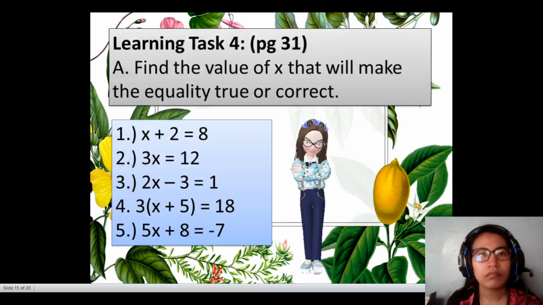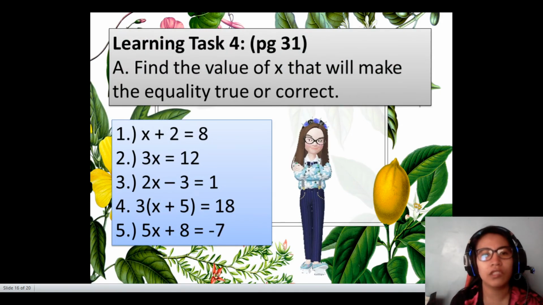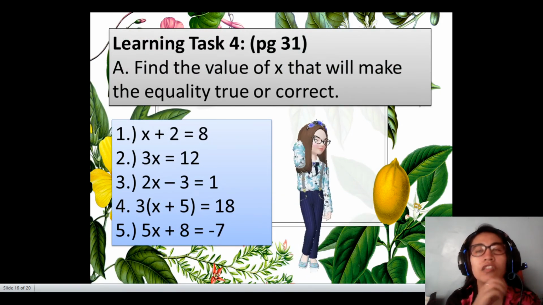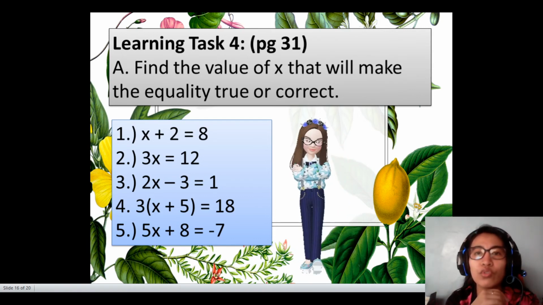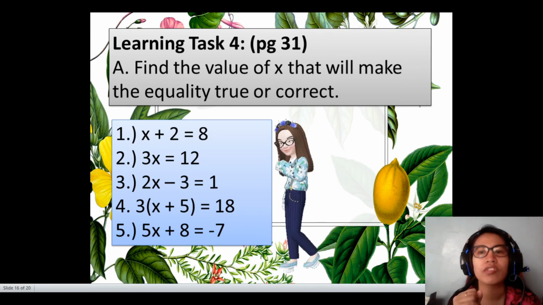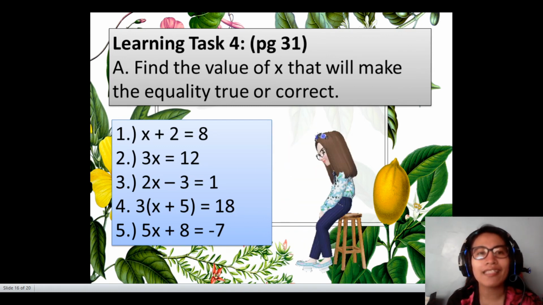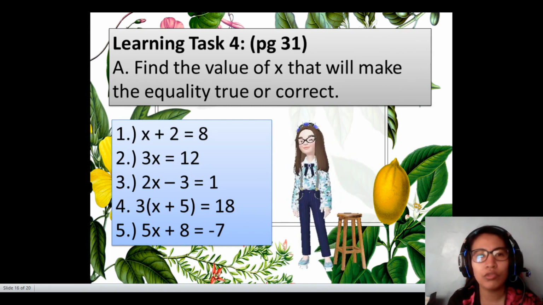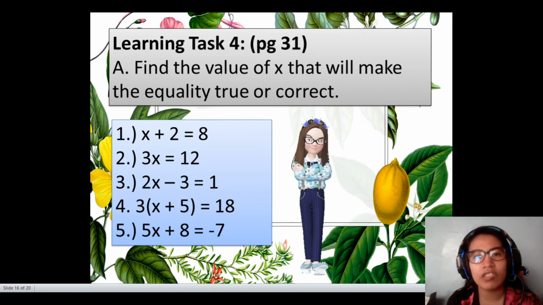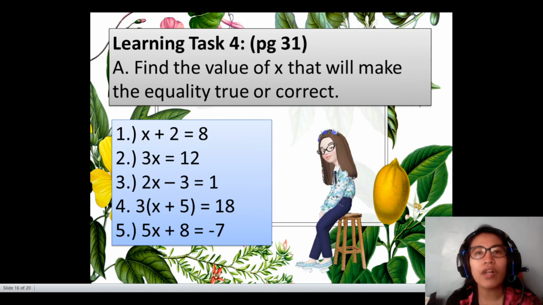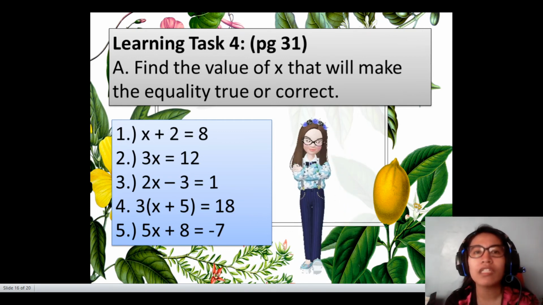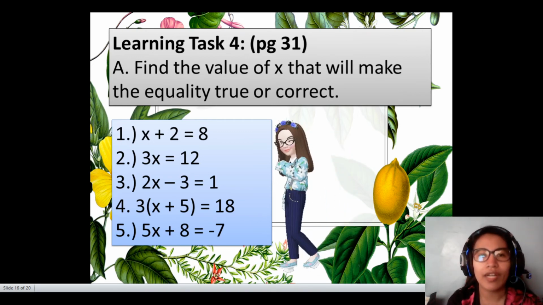So this is your learning task 4 on page 31. This time you're going to show me your solution, the same as how I show you the solution of our example. The number 2 here, as you can see, I already gave as an example. Find the value of x that will make the equality true or correct.